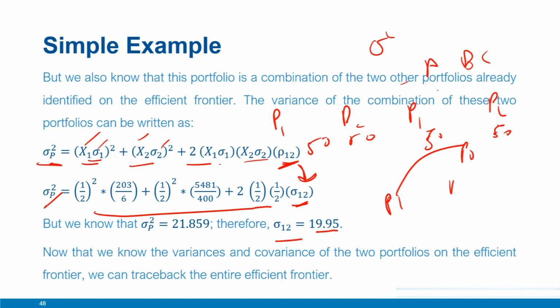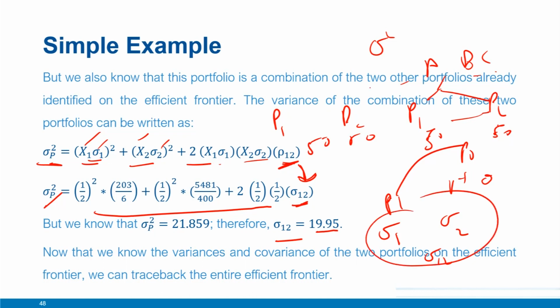With the property that P1 and P2 are essentially coming from A, B and C, we can also identify the variance of P0 and therefore the resulting covariance between P1 and P2. Once we have the variance of portfolio 1 and 2 and their covariance, we can now identify any combination of P1 P2 and then essentially we can identify the entire efficient frontier that joins two efficient portfolios, P1 P2.